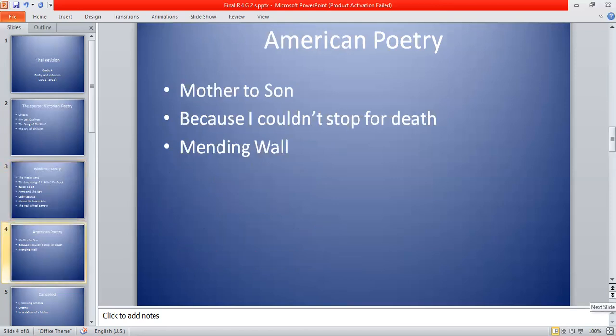For the American poetry, we have studied Mother to Son by Langston Hughes, Because I Could Not Stop for Death by Emily Dickinson, and Robert Frost's Mending Wall.